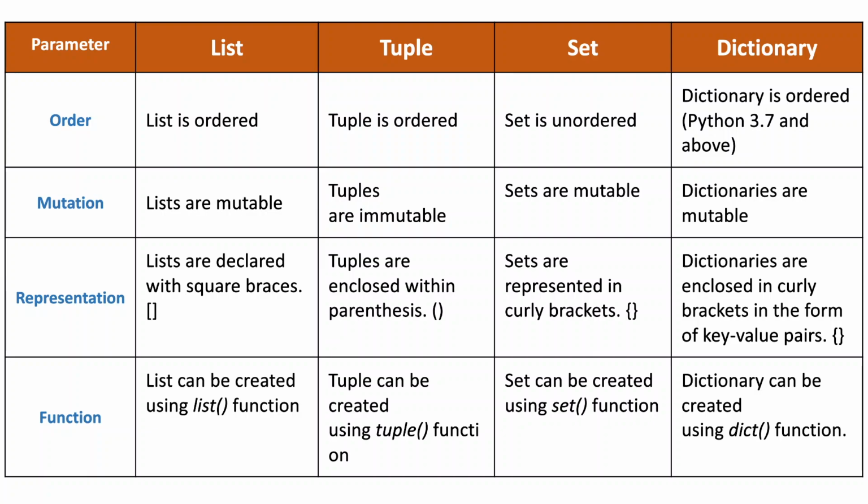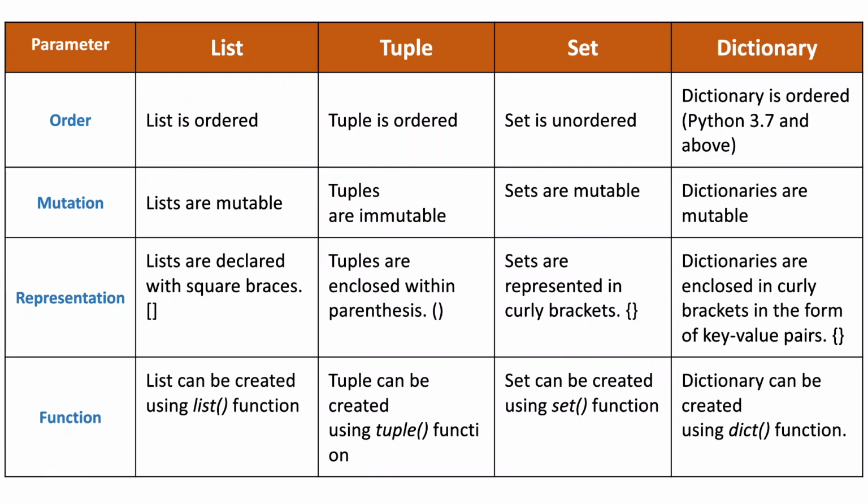Whereas if you take the example of a set, if you created a set and next time you run it, the order in which you specified the items will not be the same. It will vary for each and every run. You can refer to my previous videos where I have discussed this particular parameter in detail.